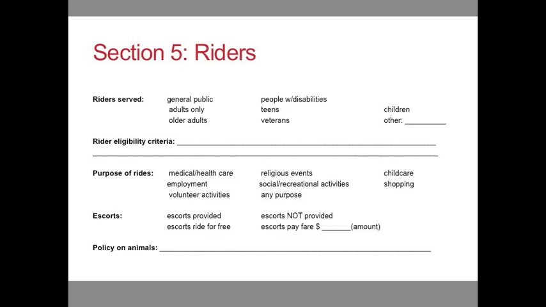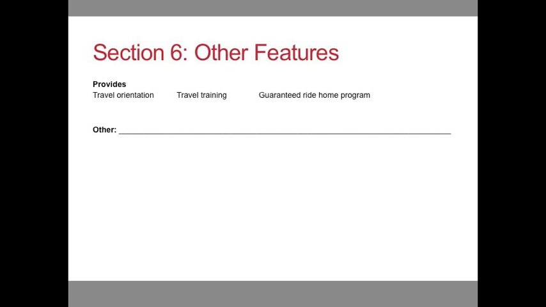The fifth section looks at the riders eligible to use the service, eligible trip purposes, and escort and service animal policies. The final section lists additional supports offered through the agency, such as different levels of instruction on how to use the provider's services, and anything else you might want to note about the provider.